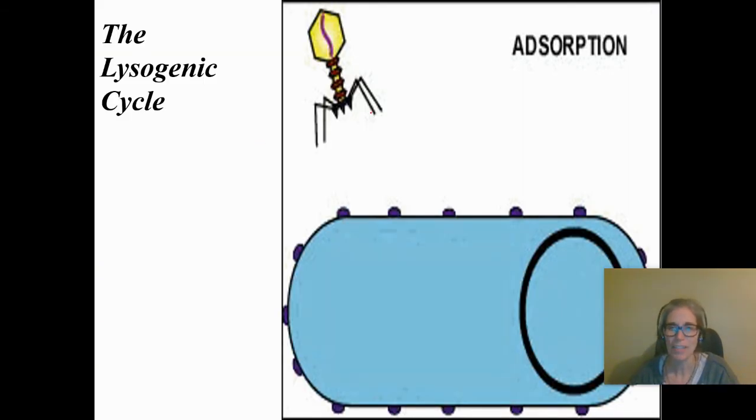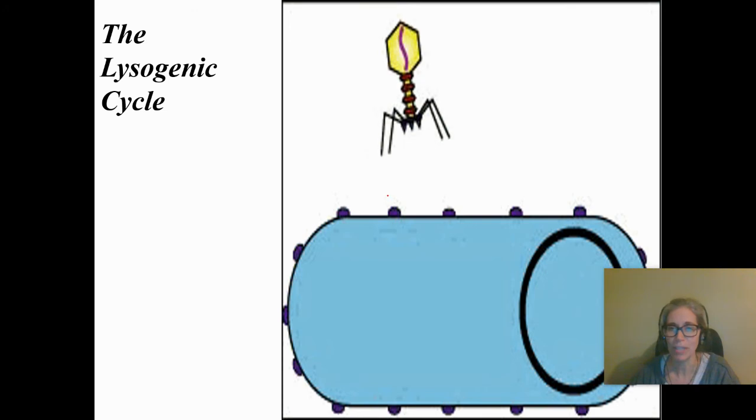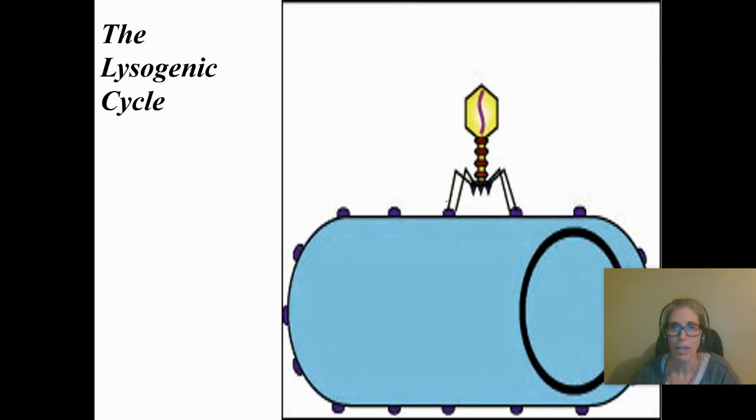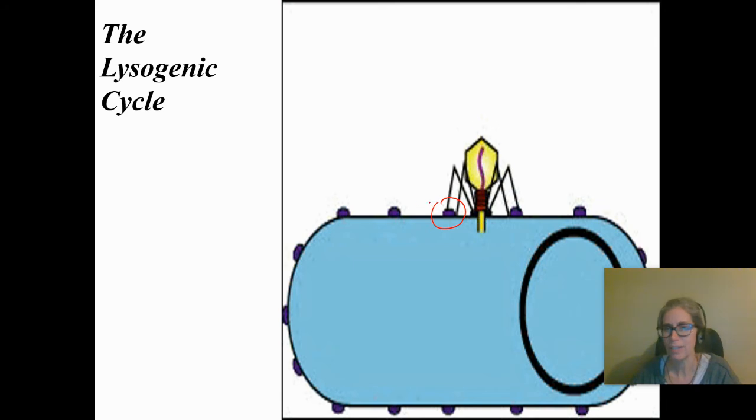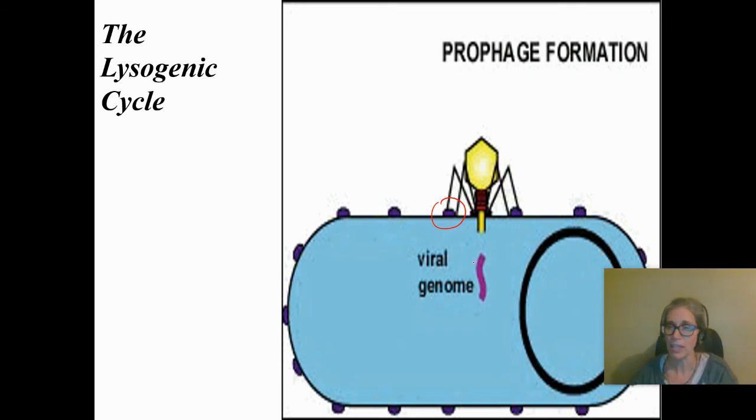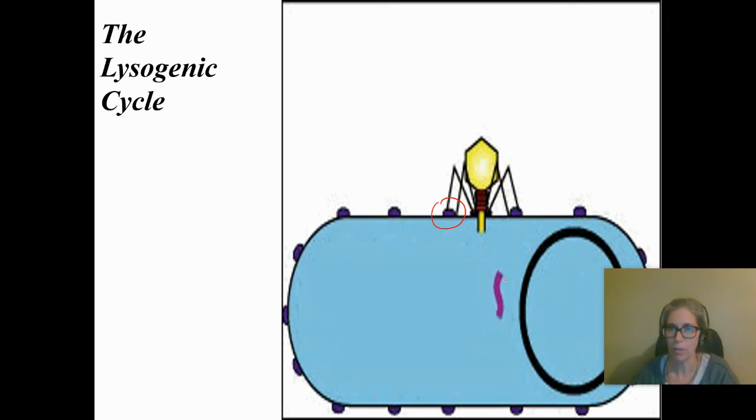Lysogenic cycle is when the virus infects the bacterium, but it doesn't kill the bacterium right away. So the beginning's the same. It has to be specific. The virus has to attach to the particular receptors on the surface of the cell. Remember, the cell didn't make that on purpose. They just happened to be there. It injects its DNA. The DNA doesn't go ahead and make RNA and proteins right away, though.